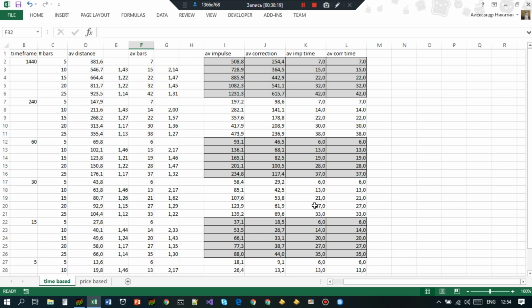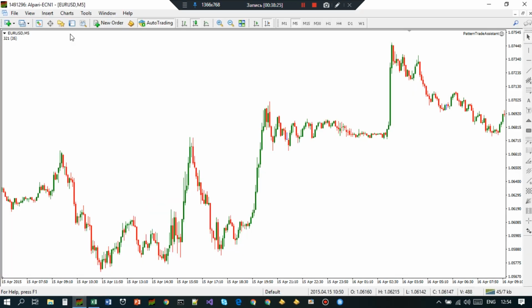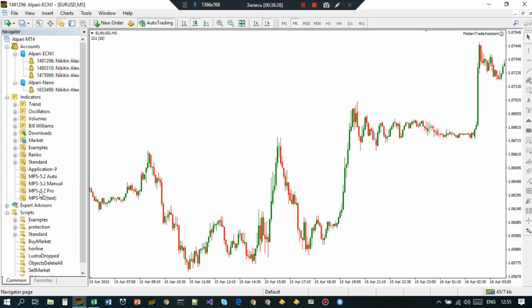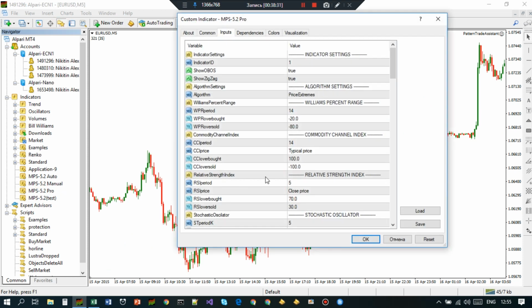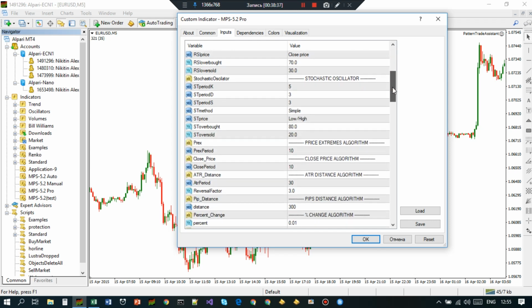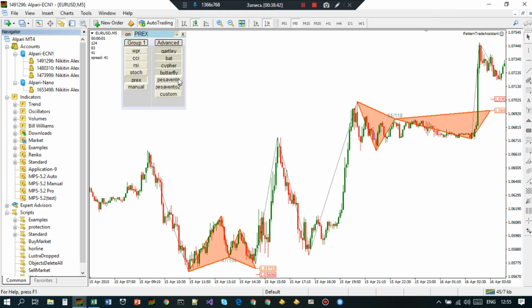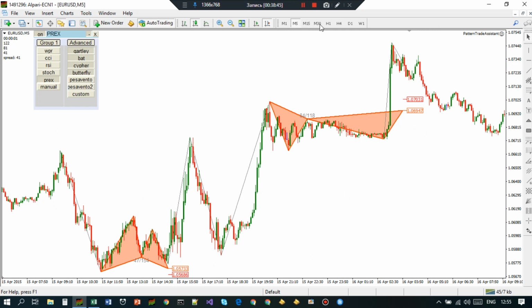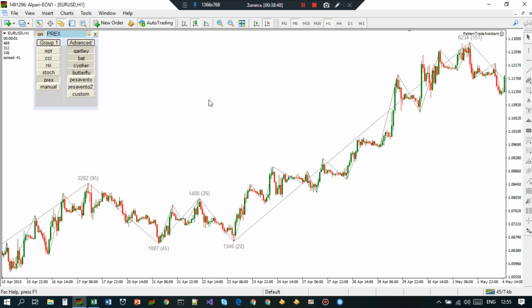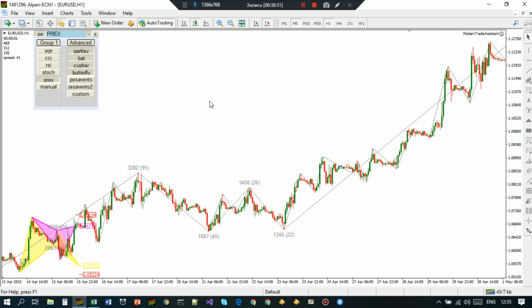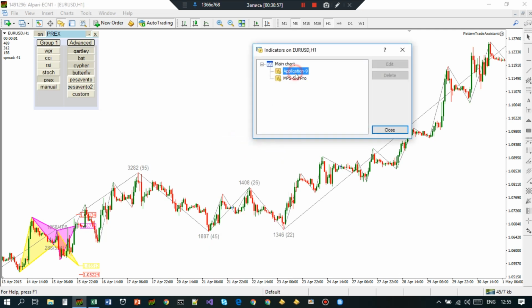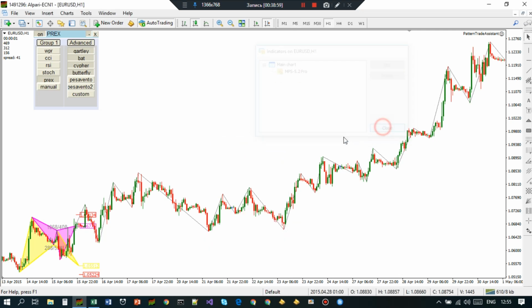Okay, let me do it this way. For example, if I apply my MPS 2.5.2 Pro with an algorithm of price extreme, and the period of that algorithm will stay 10. Okay, so let us go to 60 minutes, for example, one of the most common time frames, and let me delete this application 9 indicator. We don't need it anymore.